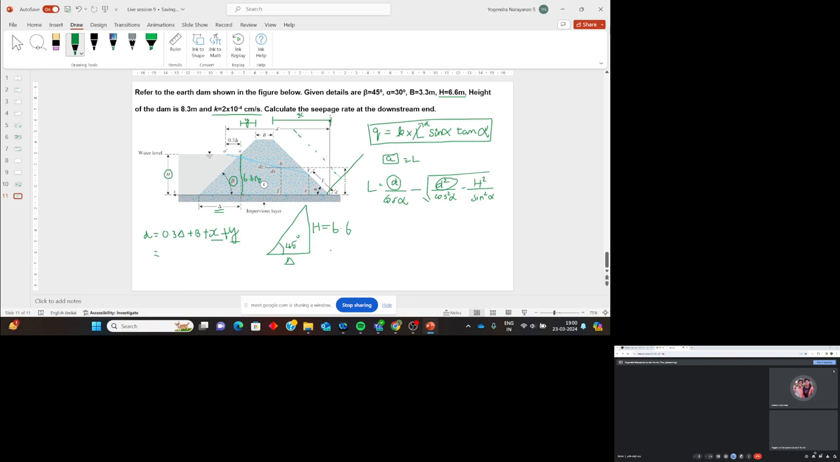Yes, sir. Now what will be the delta value? Then tan 45 is equal to h by delta, so the delta value is h by tan 45. It will be the same, that is what I said. h by tan beta. So what will be 0.3 into 6.6, right? Plus b. b is 3.3. Now you need to calculate x. x, how will you calculate?